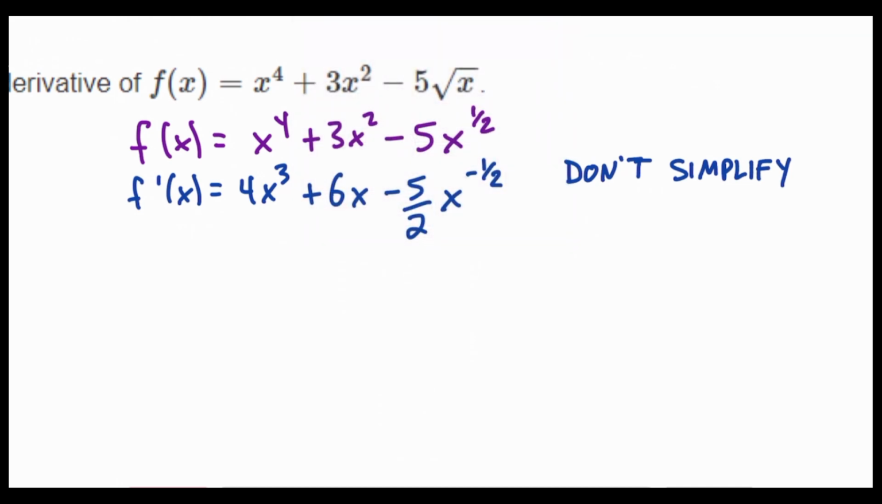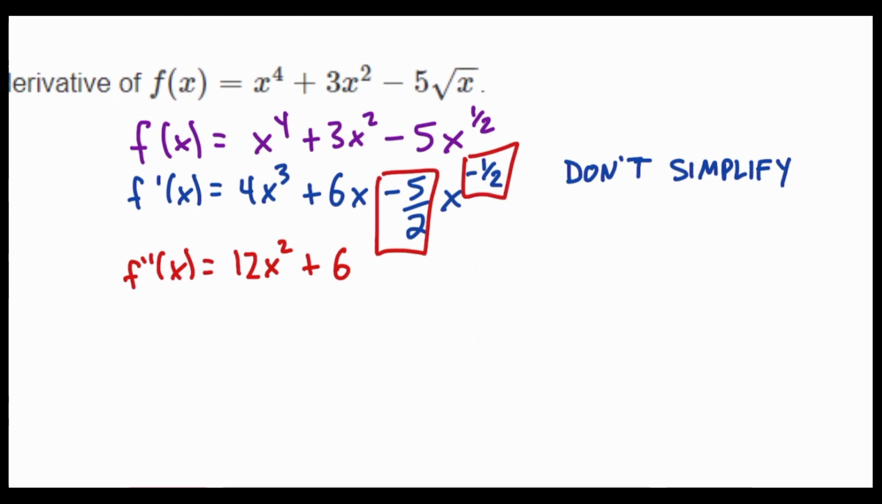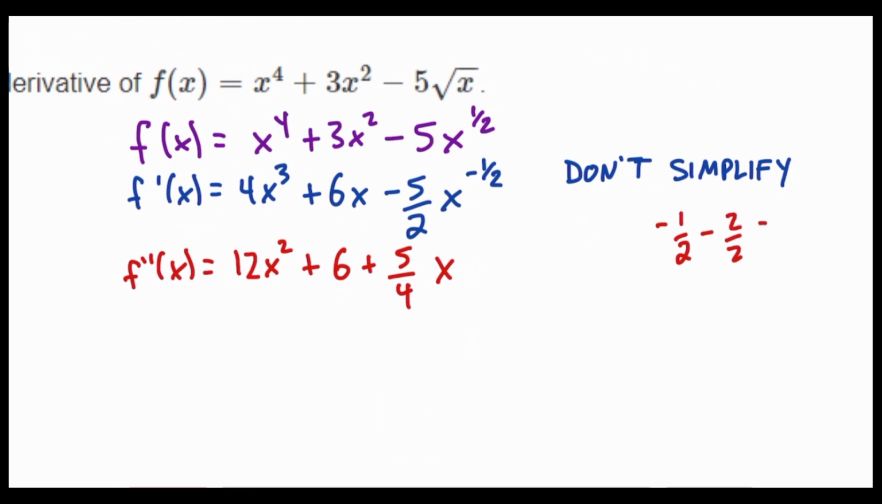Next up, we're going to find our second derivative. So let's go ahead and do that. Same idea, f''(x). Let's follow our usual rules. Our first term, 4x cubed, becomes 12x squared, plus 6x goes away. Now I'm going to have negative 5 over 2 times negative half, which is going to give us 5 over 4. So positive 5 over 4, x to the negative half minus 1, or minus 2 over 2, is going to give us negative 3 over 2. All right, that looks pretty good.